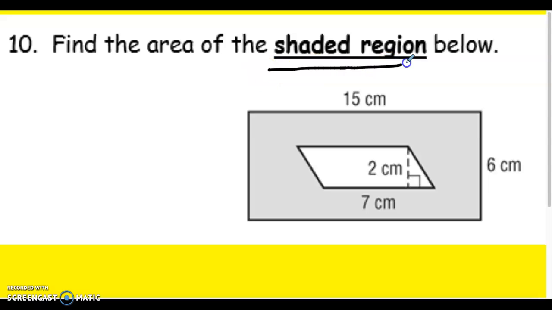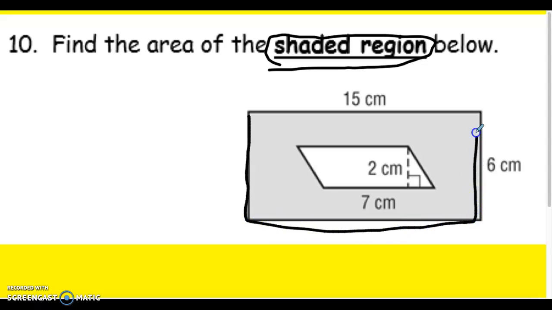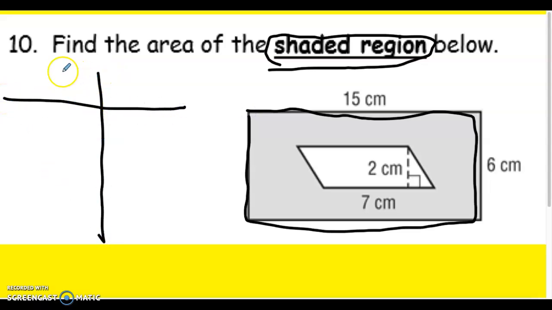Here, another shaded region. So you want to find the area of the whole entire rectangle, 15 times 6. You can even make yourself a chart. Okay, the area of the rectangle on one side, area of the parallelogram on the other. This is a parallelogram. The area is base times height, 7 times 2. So you find both areas and then subtract them.